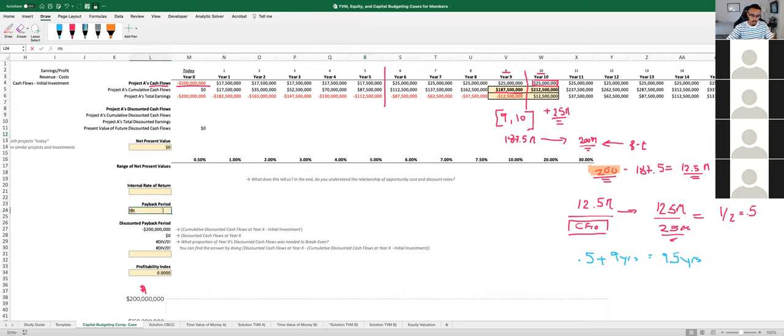Super cool. 9.5 years to make your money back. That's an amazing answer and insight. Now, I'm gonna ask you super quickly, well, that's our payback period, okay? But what if we're looking at our discounted payback period? What the hell?